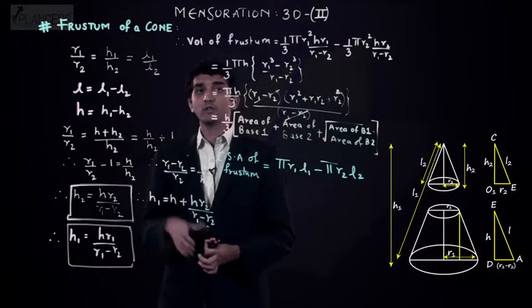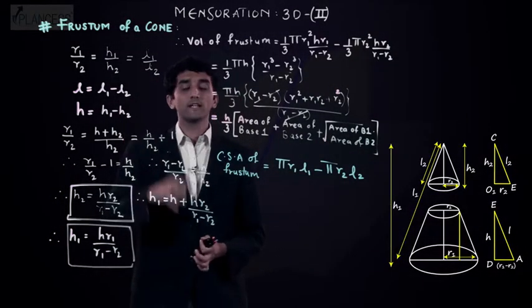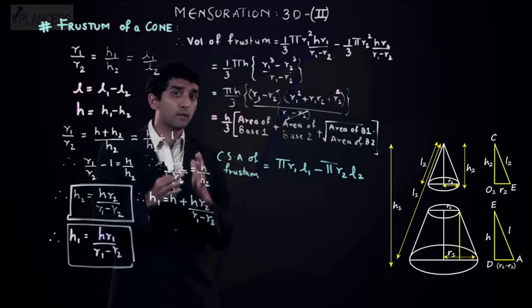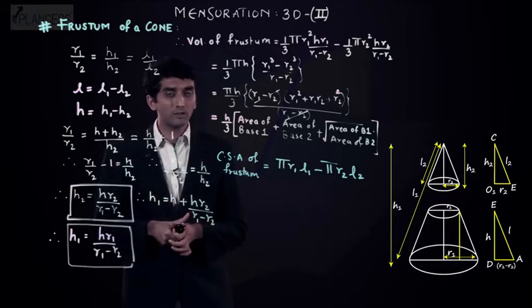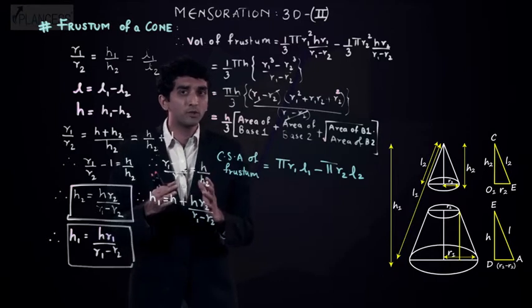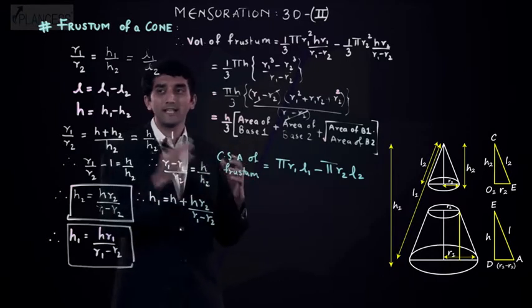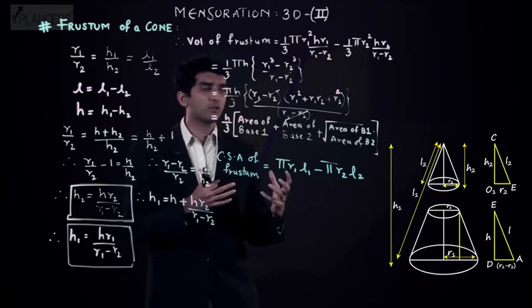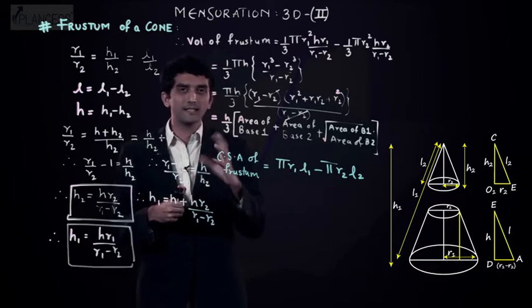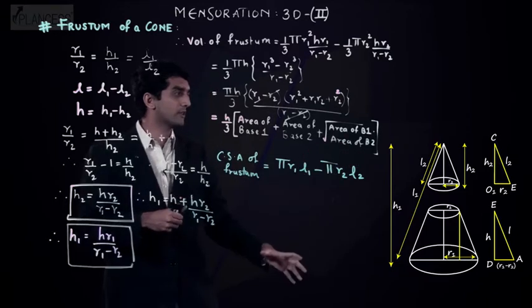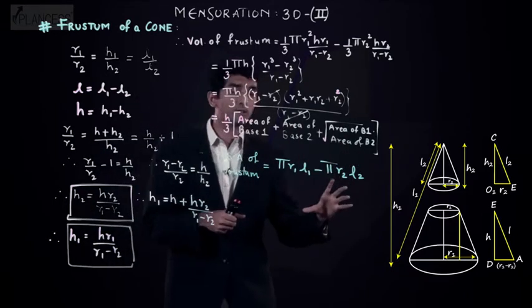The slant height of this particular cone is L1 minus L2, but there is one more very important thing: L1 and L2 are the two things which won't be given to us in the frustum, because L1 and L2 are not a direct part of the frustum. So in that case, how should we find out the slant height? Let's again go back to the original figure.